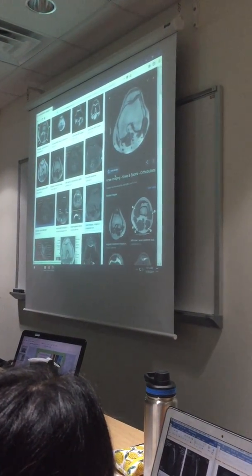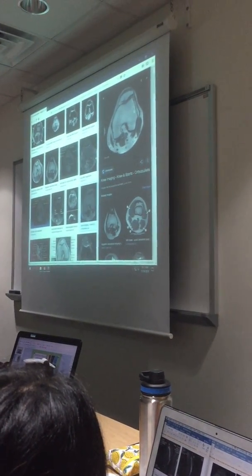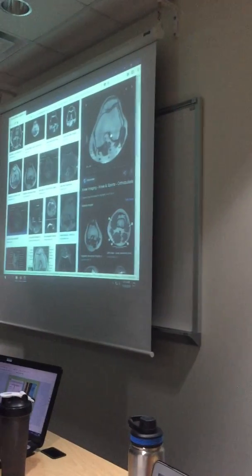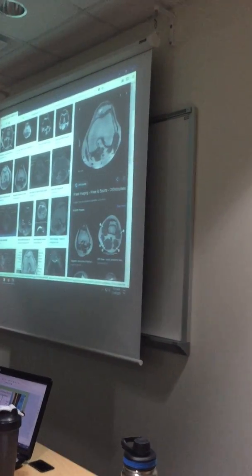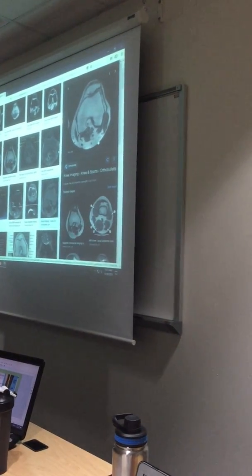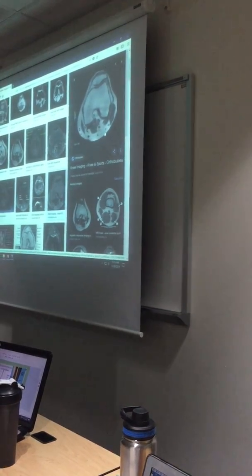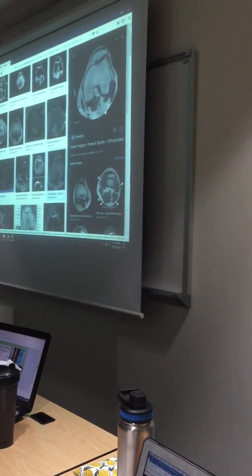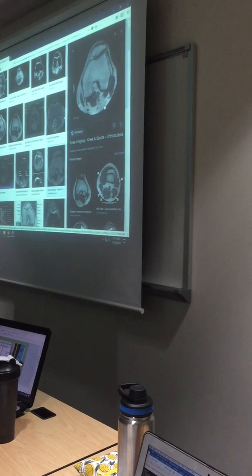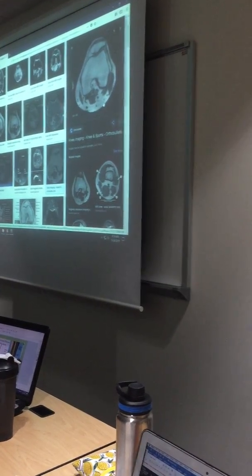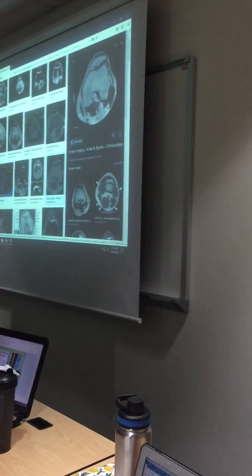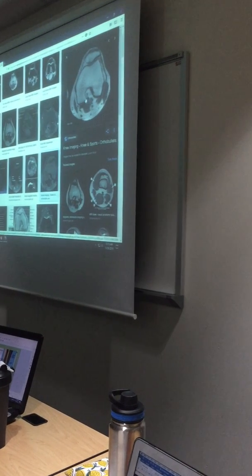Trying to blow this particular image up. Can you guys see this image pretty clear? Okay. So if I'm looking at this axial image of the knee, and I ask you to circle where the tunnel is, where would the tunnel be? Right in the center, right?